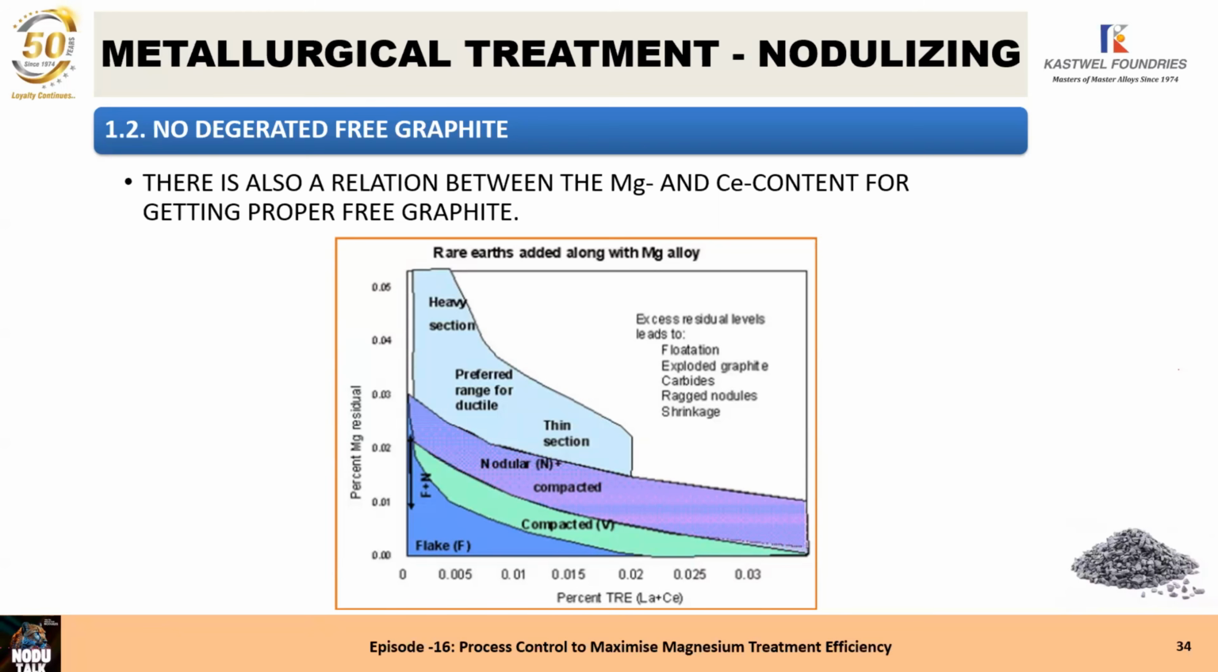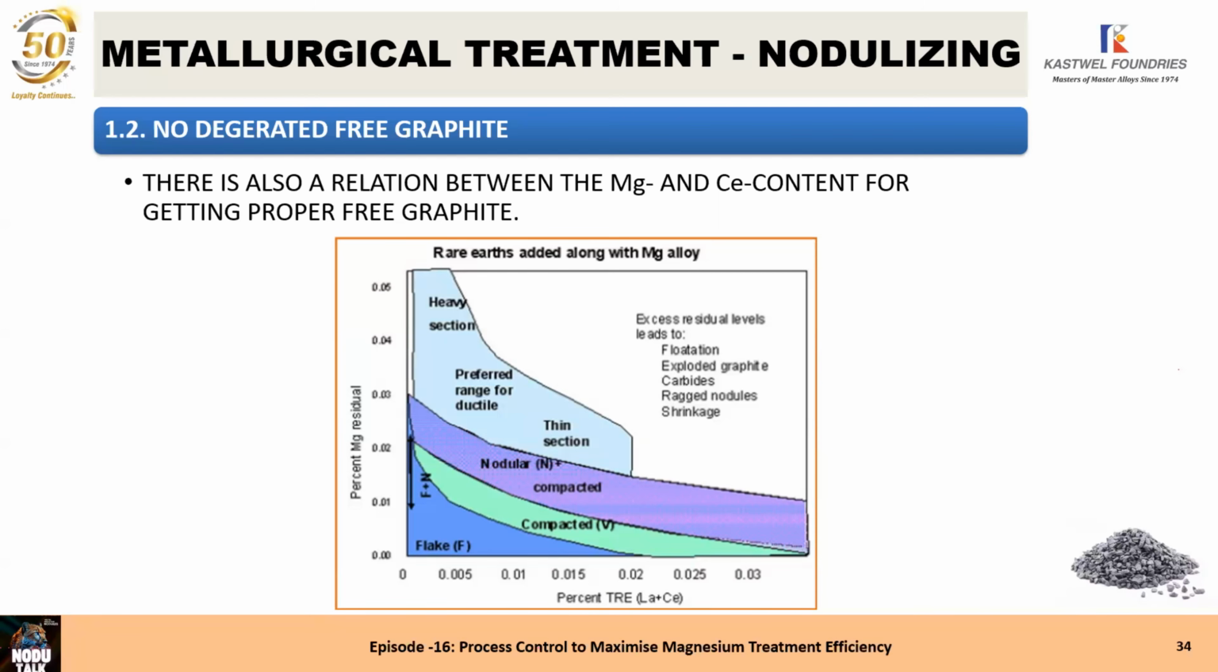This slide indicates the conditions under which no free degenerated graphite should be present in the structure. In the graph below, we have on the left-hand side the percentage residual magnesium, and on the bottom, on the x-axis, we have the percentage of rare earths in the metal.